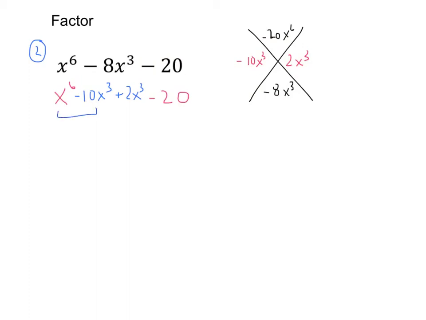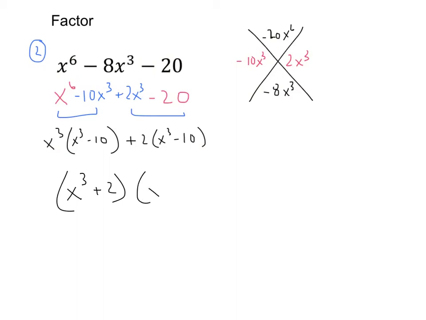So let's factor the first two terms and the last two terms. For the first two terms, I can pull out x cubed. And then I would be left with x cubed minus 10. For the back, I would have plus 2 times x cubed minus 10. Right? So now I have x cubed groups of x cubed minus 10 plus 2 groups of x cubed minus 10. So the final answer would be x cubed plus 2 times x cubed minus 10.